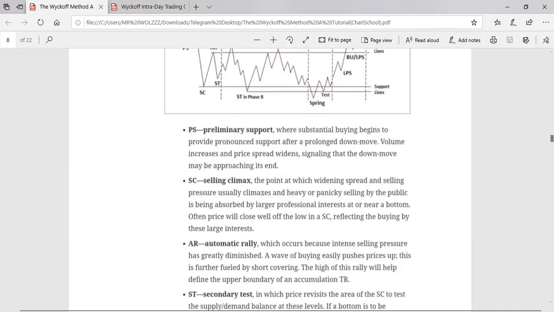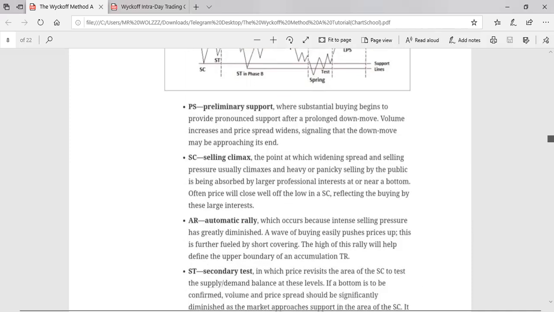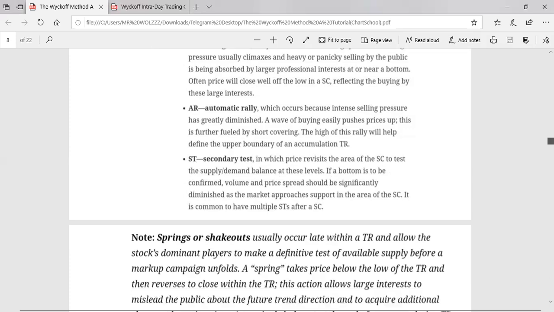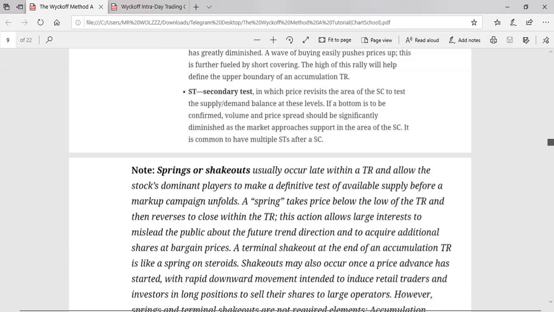So let's move to the secondary test. I was trying to say secondary test the other time. In the secondary test, price revisits the area of the selling climax to test the supply and demand balance at these levels. The test is to go back there to test the supply and demand at these levels.